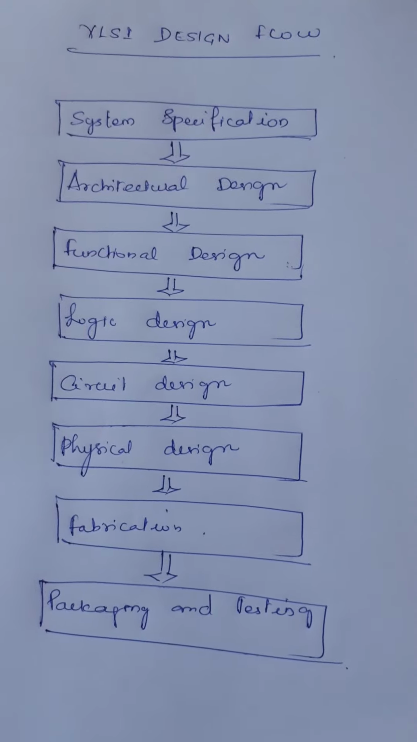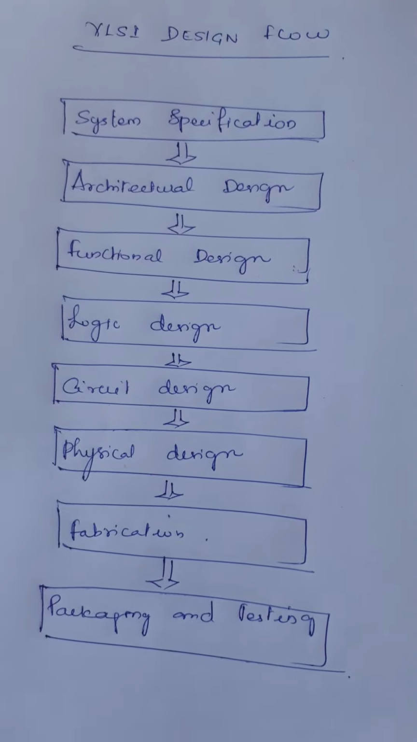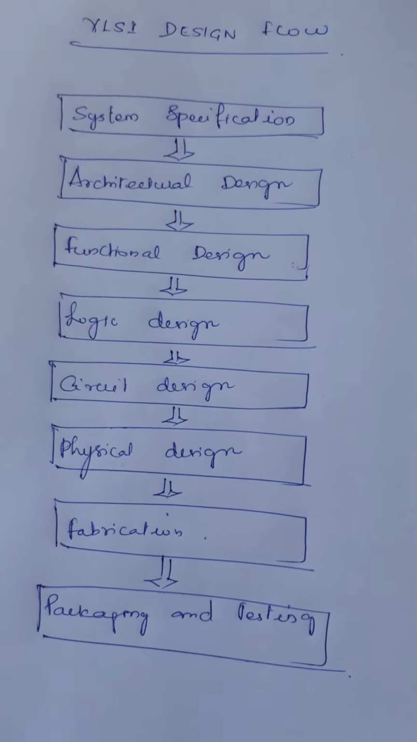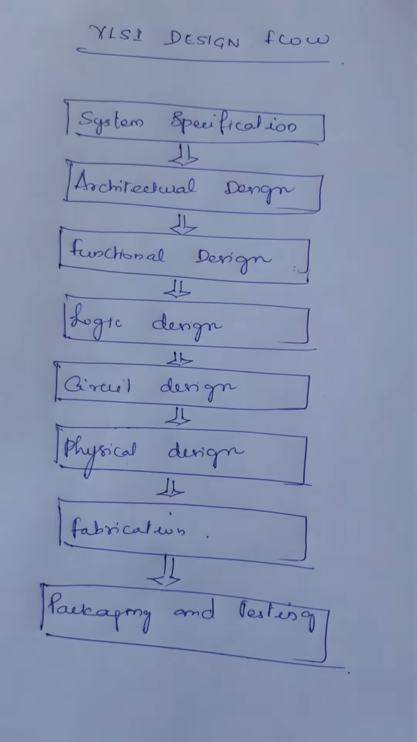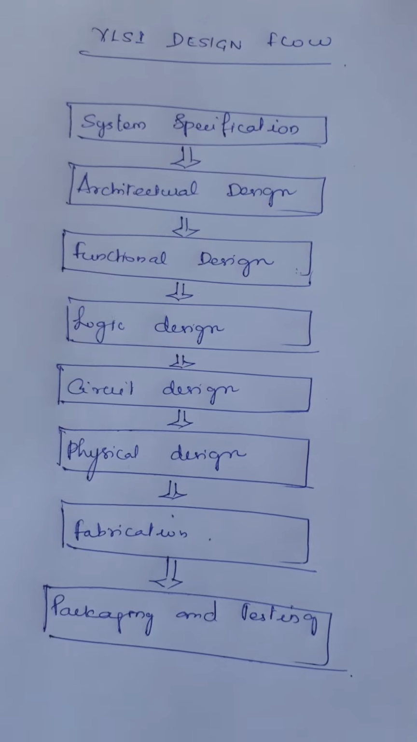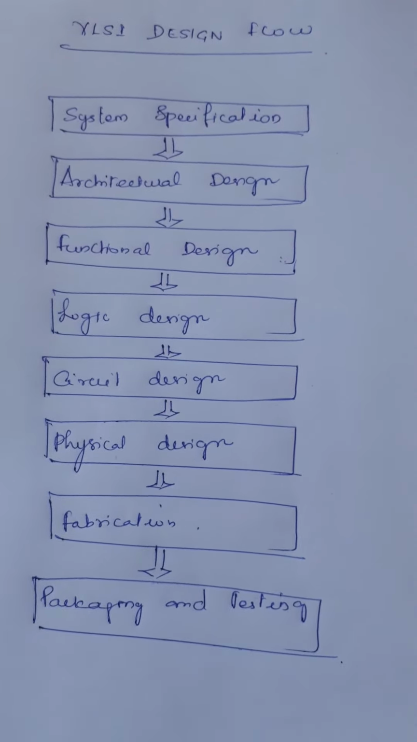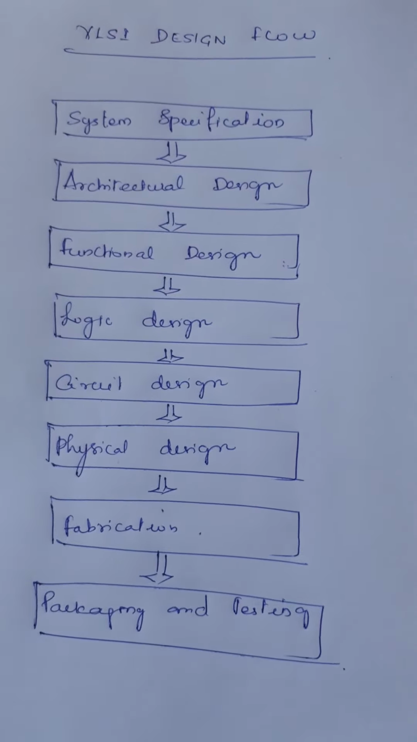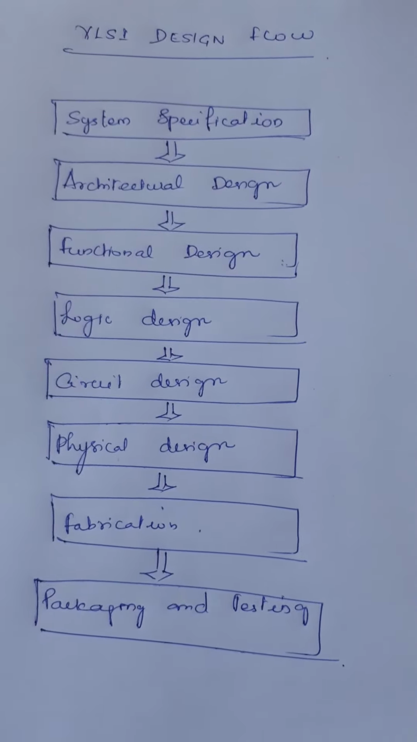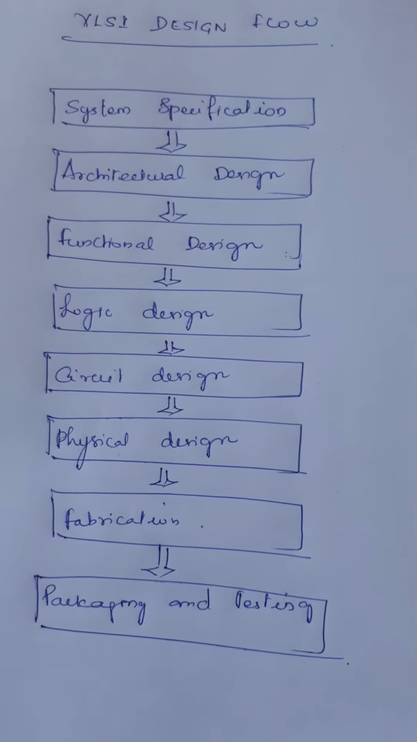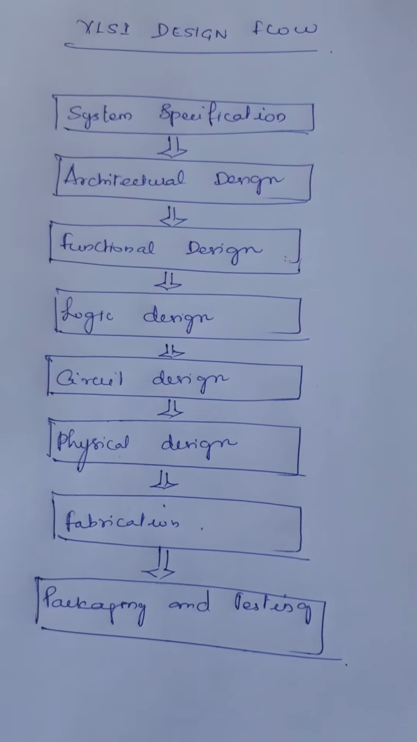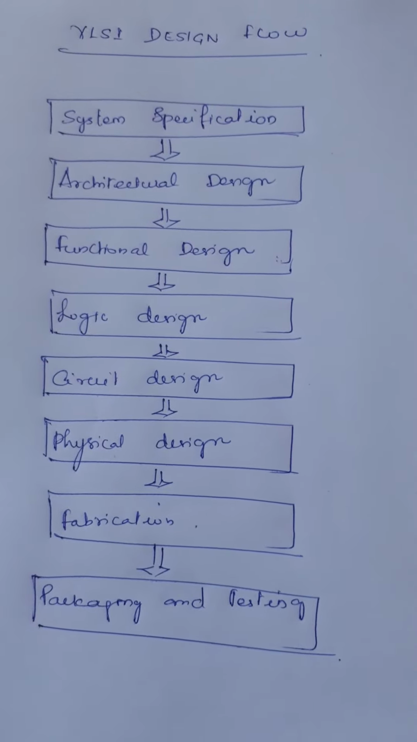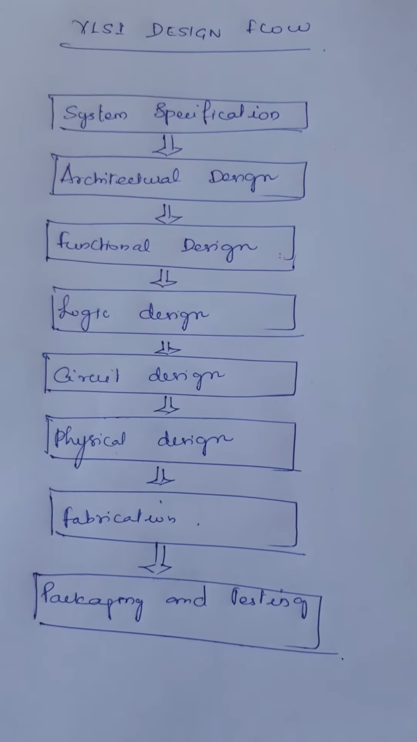Then finally we move on to physical design. So up to this is considered as logical design. After these last three, the physical design, fabrication, packaging, and testing come under the physical design. In this physical design step, the circuit representation, that is the netlist, is converted into a geometrical representation. As stated earlier, this geometric representation of a circuit is called a layout.